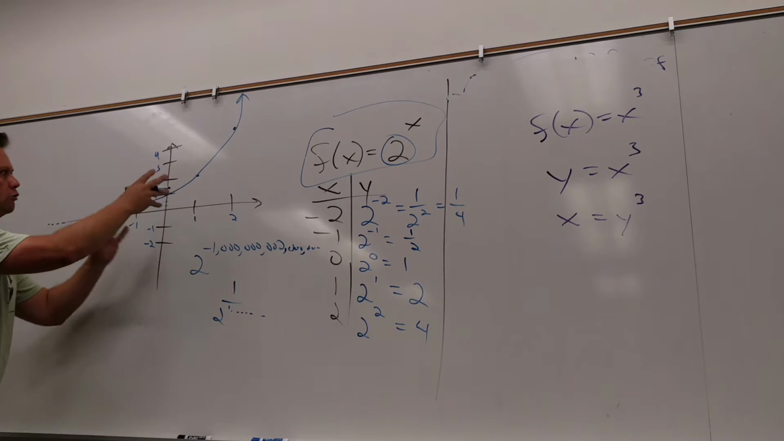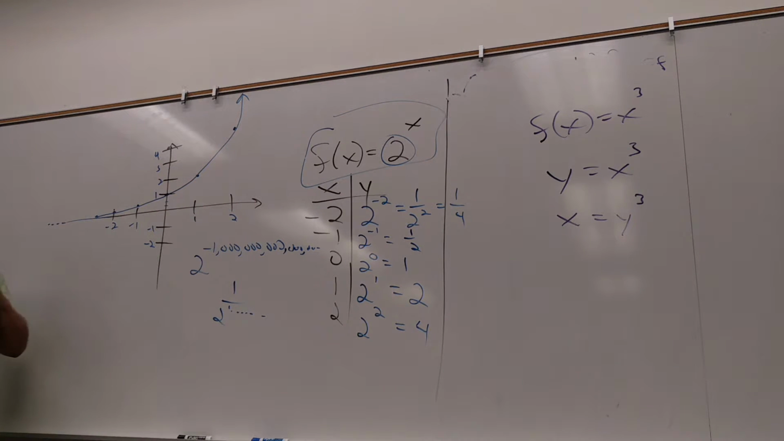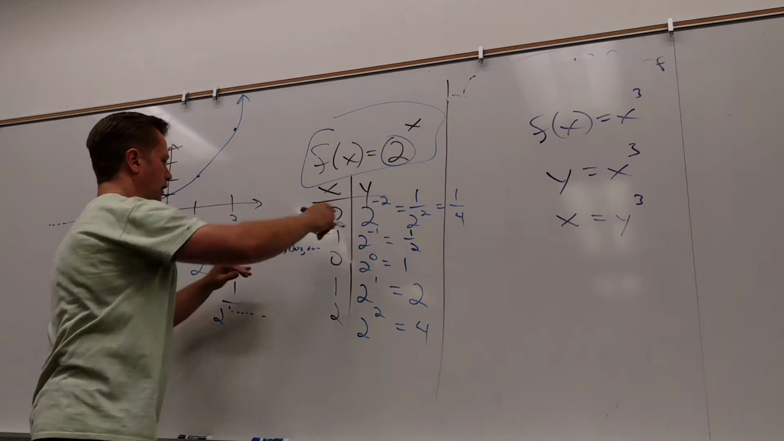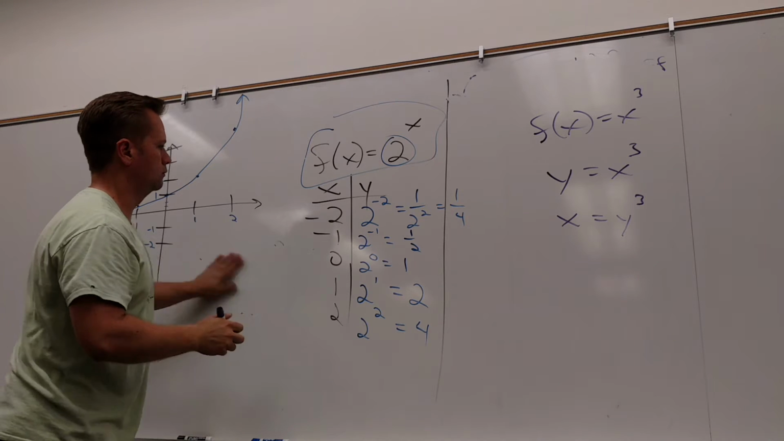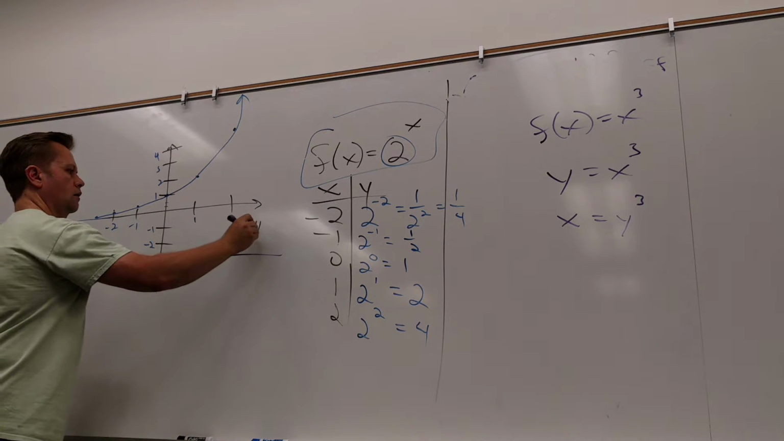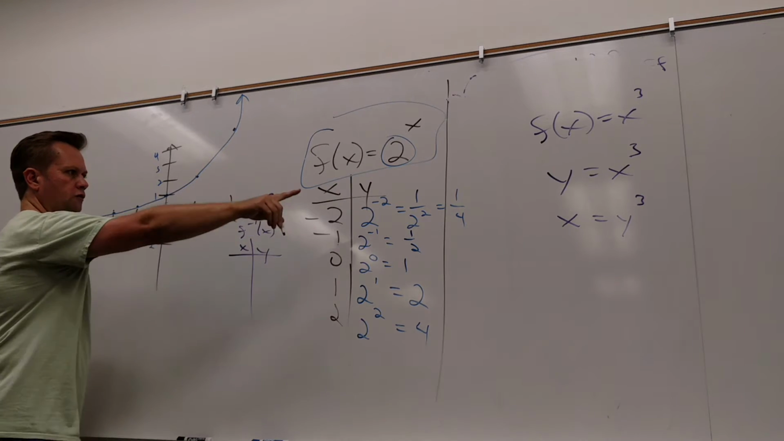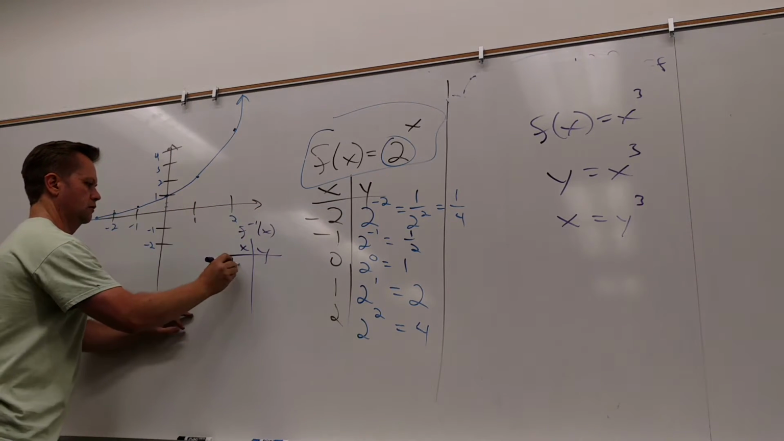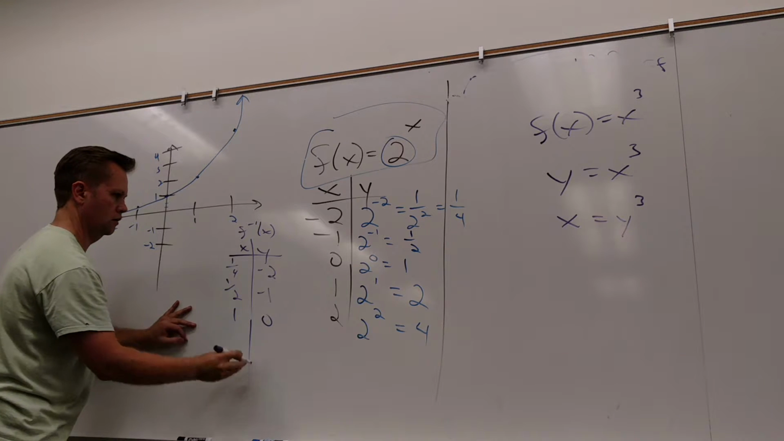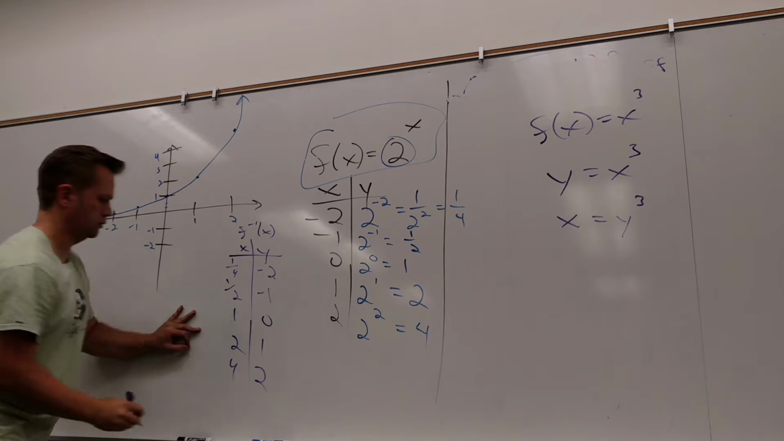So here, how would I graph the inverse? We know how to do that. How do I do it no matter what? How would I graph the inverse? Switch the x and y. So then my inverse function would go through what points? 1/4, -2. 1/2, -1, 1, 0, 2, 1, 4, 2. Thank you, sir. All right, cool.